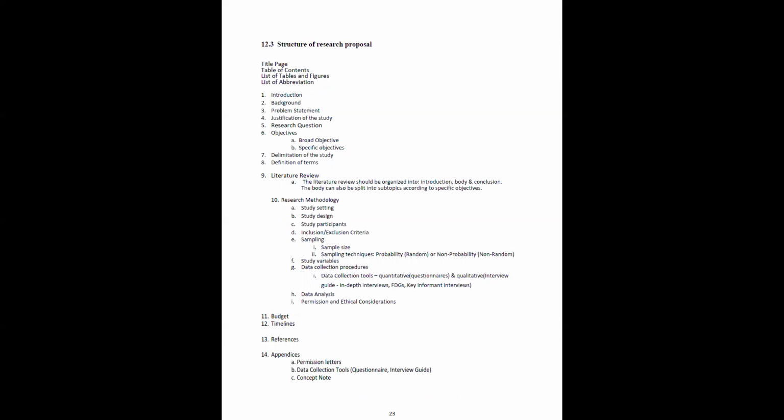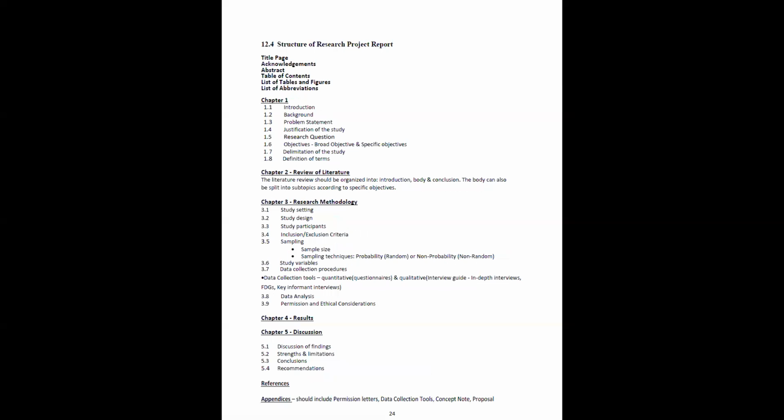Write in future tense. What do you want to do? That's the proposal. But when you're writing a proposal, you write it in future tense. You will be doing this. This is future. But when you're now writing your research, you are now through the research, so you now write in past tense.